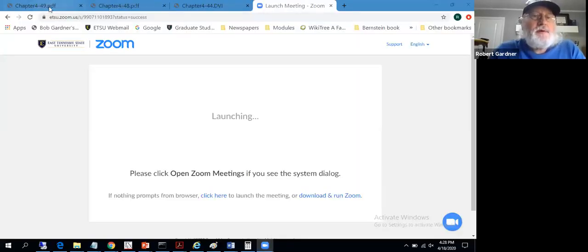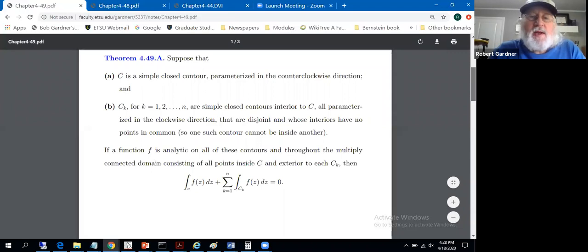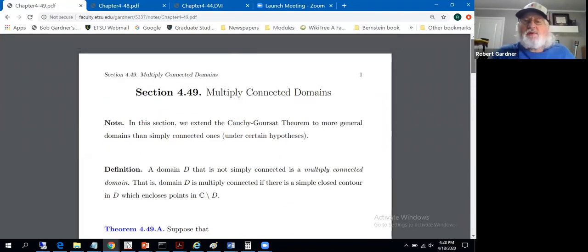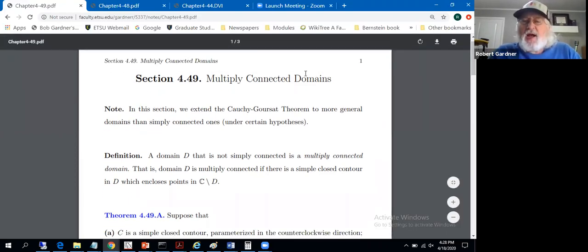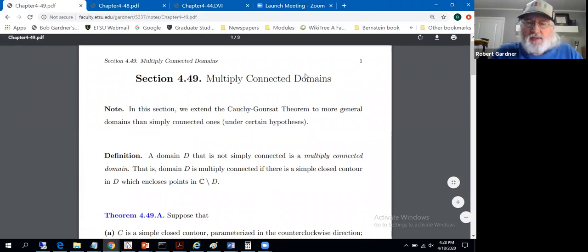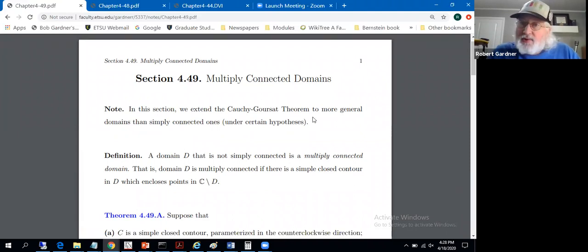Okay, so let's take on multiply connected domains. Section 4.49, multiply connected domains. We'll see something that's kind of Cauchy-Goursat-esque in this section. We'll see integrals which are zeros, and the proof will be based on the Cauchy-Goursat theorem.